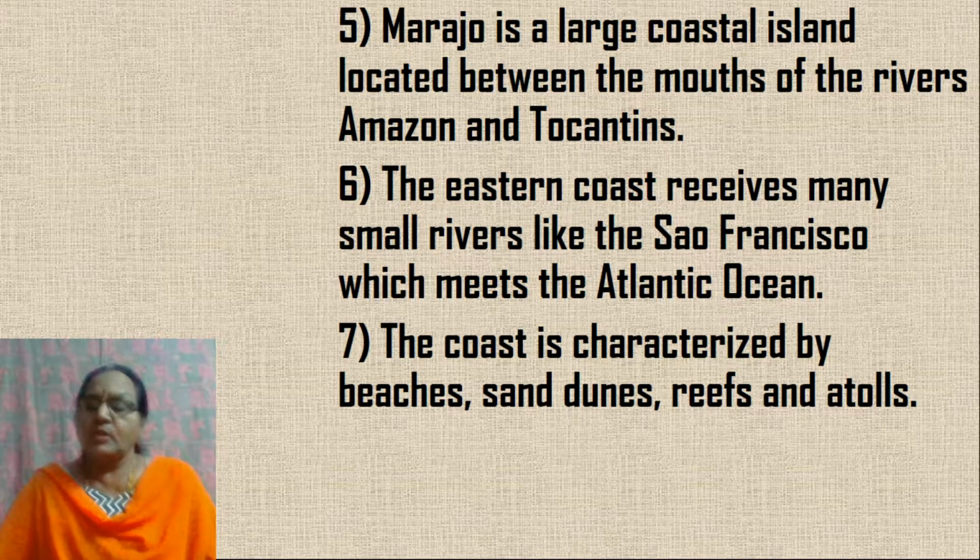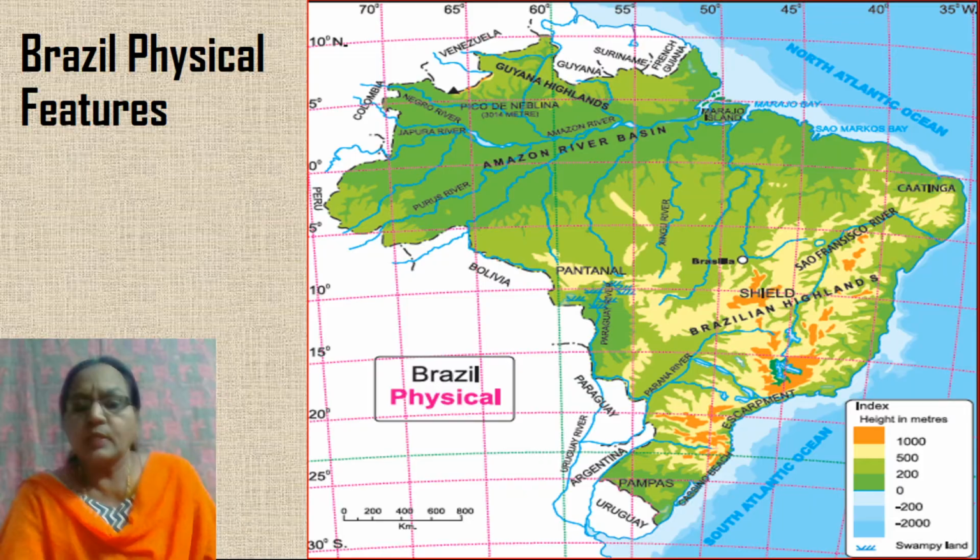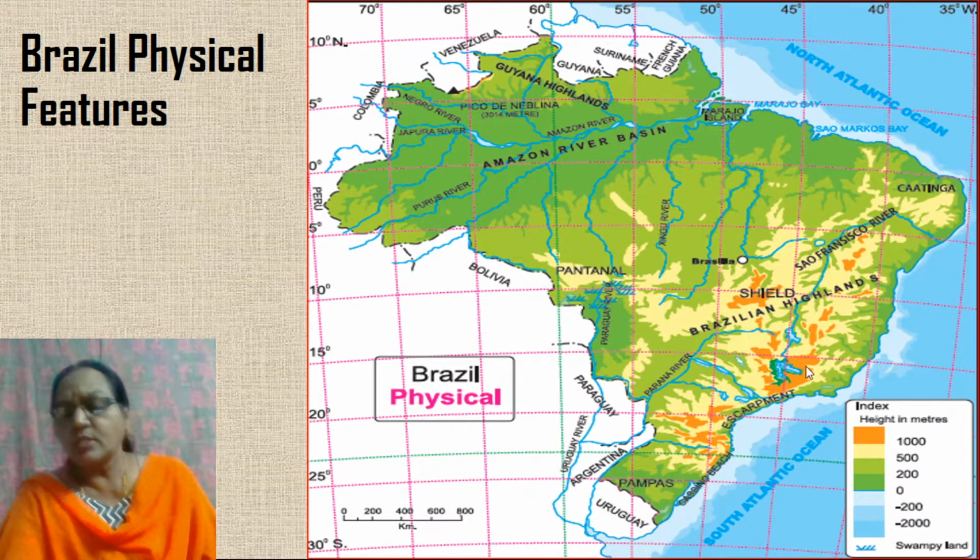Then this is the eastern coast of Brazil, and along the eastern coast we have many small rivers. The only river which flows across the entire length of Brazil is the São Francisco River, which opens into the Atlantic Ocean. Apart from this, Brazil is also known for its beaches, atolls, reefs, sand dunes, etc.